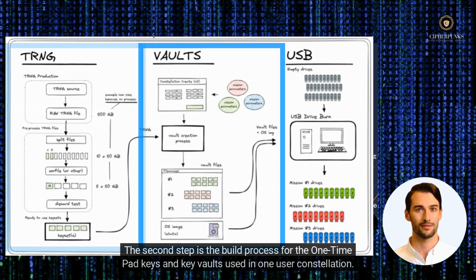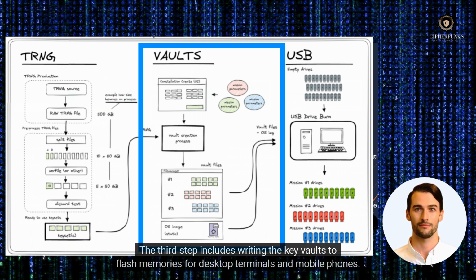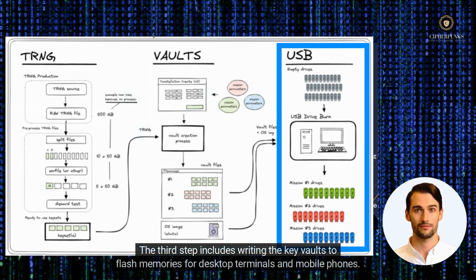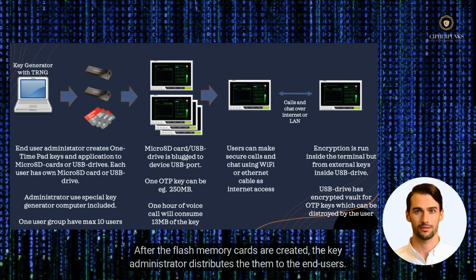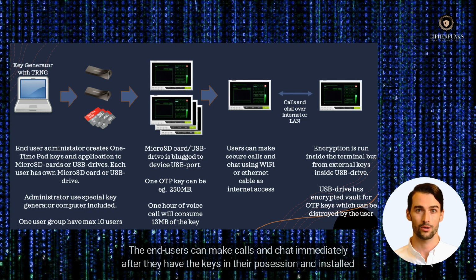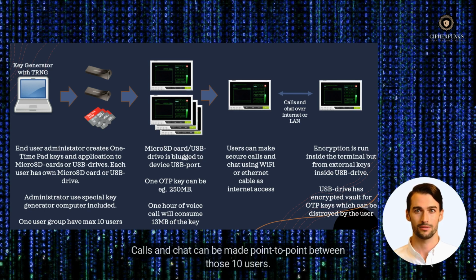The second step is the build process for the one-time pad keys and key vaults used in one user constellation. Each constellation includes 10 users. The third step includes writing the key vaults to flash memories for desktop terminals and mobile phones. After the flash memory cards are created, the key administrator distributes them to the end users. The end users can make calls and chat immediately after they have the keys in their possession and installed in their devices. Calls and chat can be made point-to-point between those 10 users.